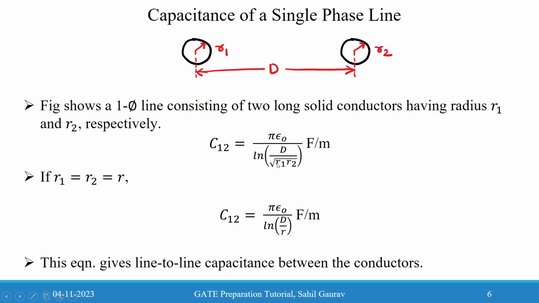Suppose r1 and r2 are equal, and we take it as r. This simplifies to C12 is equal to pi epsilon naught divided by ln of d divided by r, farad per meter. So this equation gives the line to line capacitance between the conductors, and this is also a very important expression.